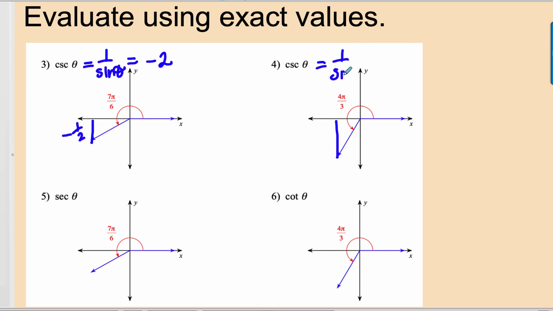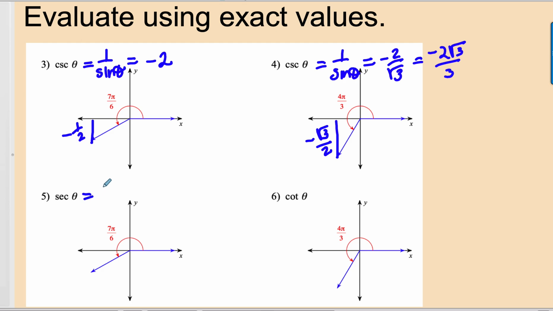Okay, cosecant is the reciprocal of sine again, so it's the same thing. And this time the y coordinate is the long leg, so this is -√3/2. And we want the reciprocal, and the reciprocal would be -2/√3, which in my class you can leave it, but if you want to rationalize, then this is what it would look like.